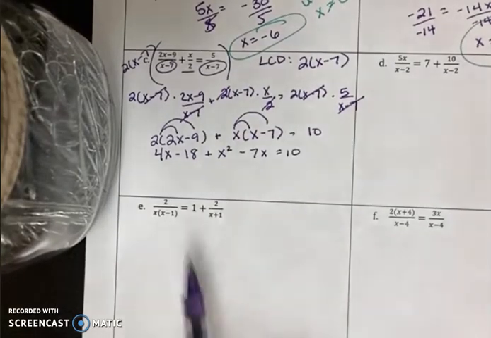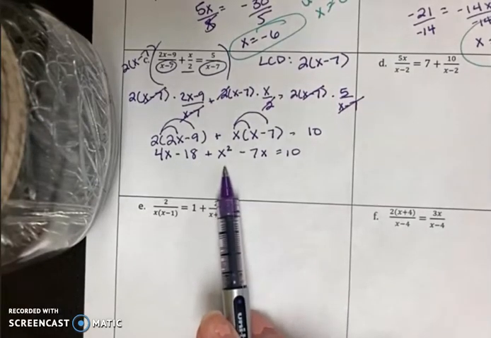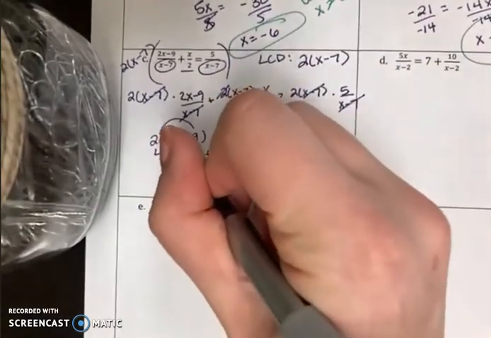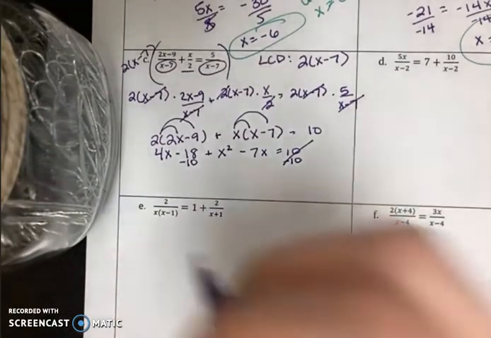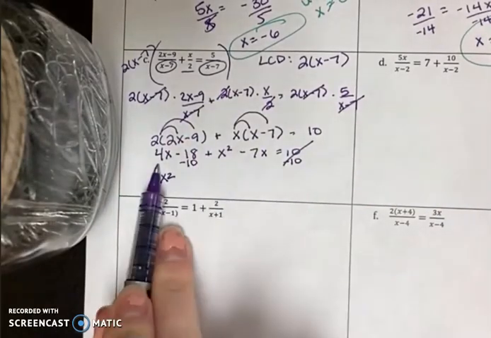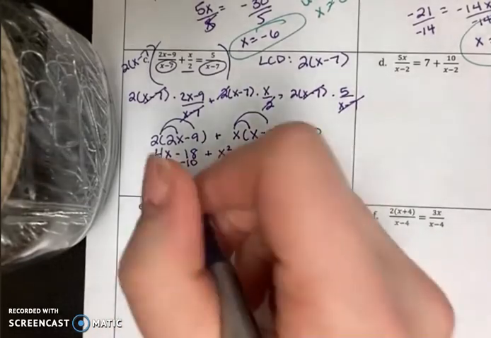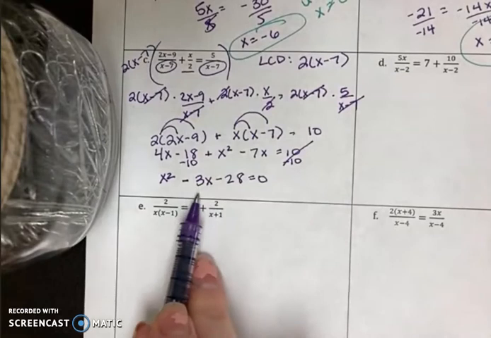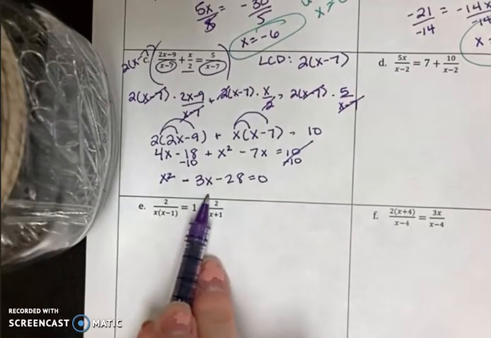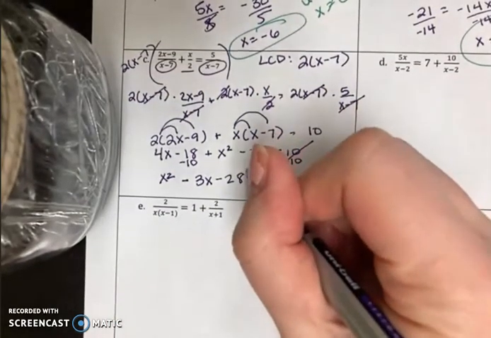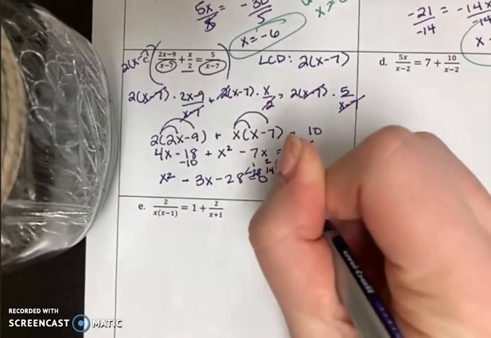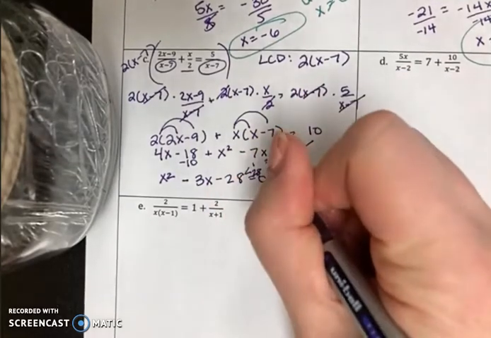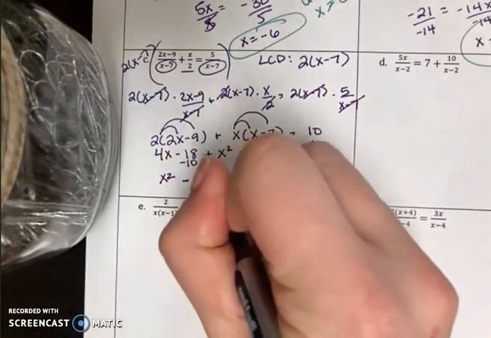So now, as soon as you see that x squared, you should recognize, hey, this is a quadratic. So I need to get this equation set equal to 0, meaning I'm going to subtract the 10 from each side and combine my like terms. So I had an x squared. Negative 7x plus 4x gives me a negative 3x. And negative 18 minus 10 is a negative 28. Now that I have this quadratic written in standard form, I need to try and factor. This is a case 1 trinomial. If you think of the factors of 28, it's 1 and 28, 2 and 14, 4 and 7. Using different signs, I want to get to a negative 3. So I would have to have a negative 7 and a positive 4. So it's x minus 7, x plus 4.